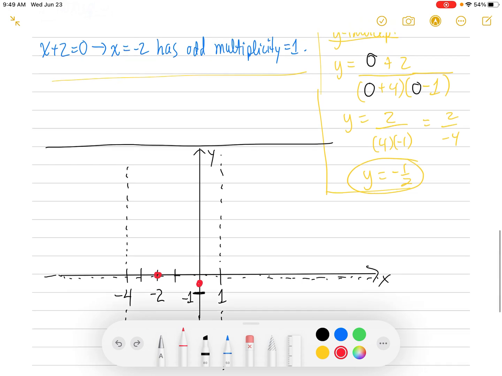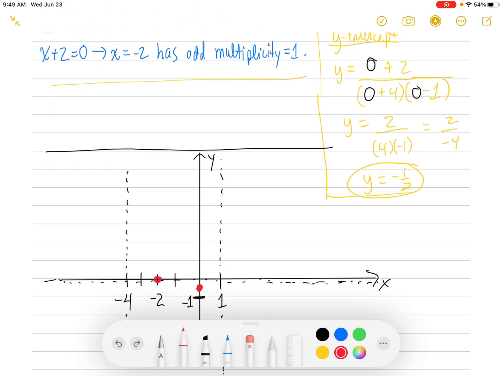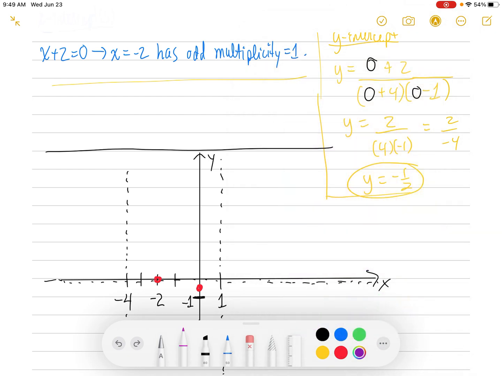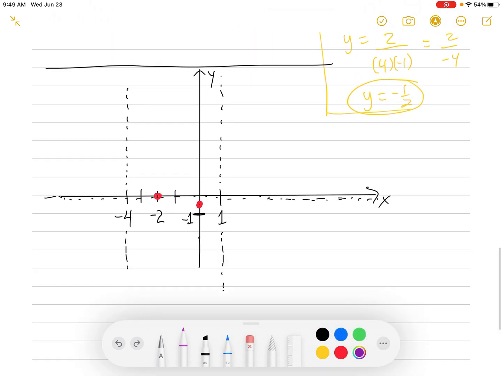So how are we going to figure out which one it is? There are ways to do that, but I'm going to give you a technique where you take a test point. What color will I use for my test point? Your really important numbers along the x-axis are -4, that vertical asymptote; -2, that x-intercept; 0, which gave you your y-intercept; and +1, which was another vertical asymptote.